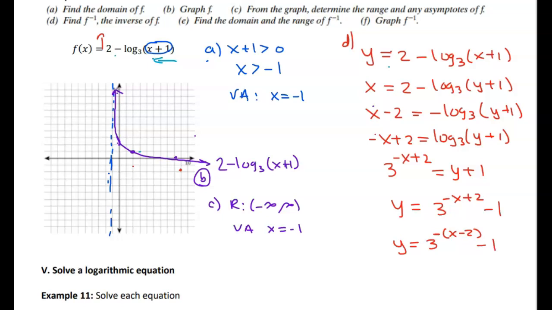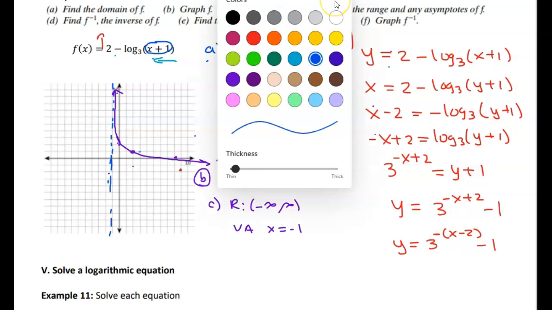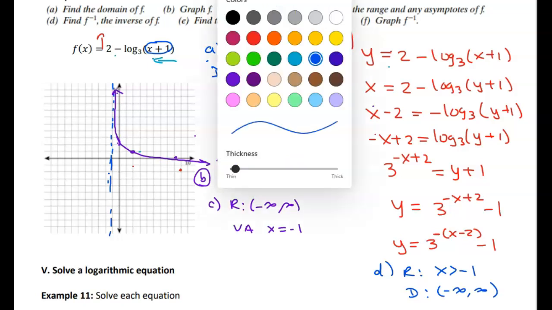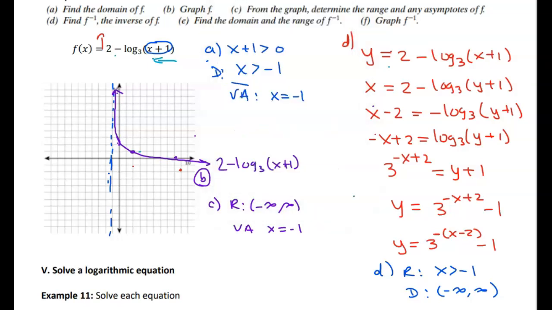Alright, so the inverse is an exponential. So the domain and range are going to be the range and the domain. So this is the domain of the log, so the range is going to be x is bigger than negative 1. And the domain is going to be negative infinity to infinity. Alright, so because everything switches, this one had a vertical asymptote at x equals negative 1. So this one is going to have a horizontal asymptote at y equals negative 1.